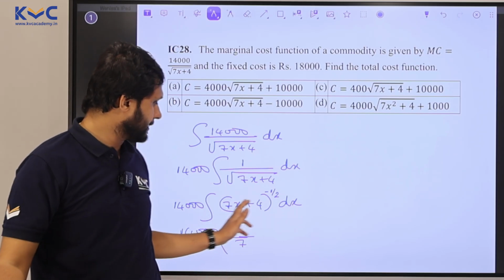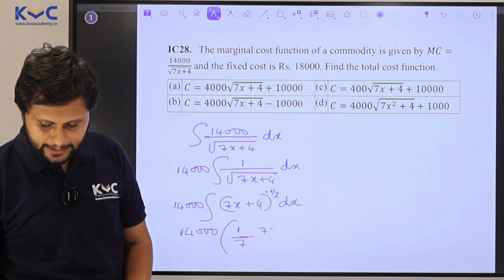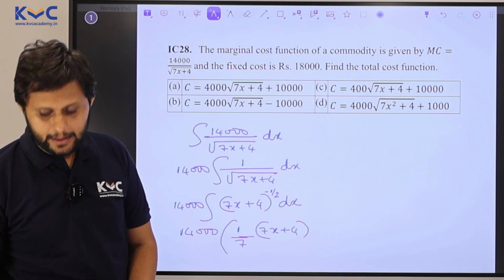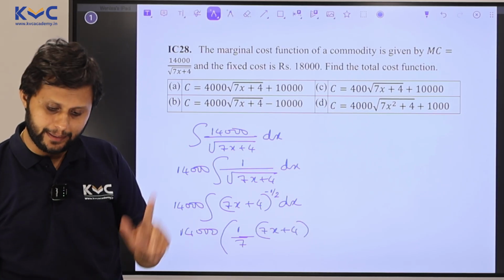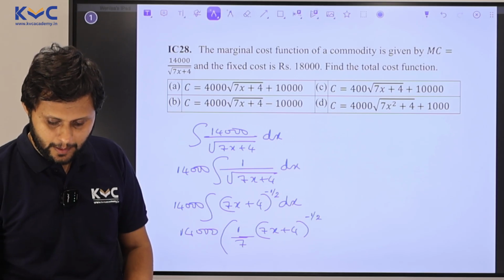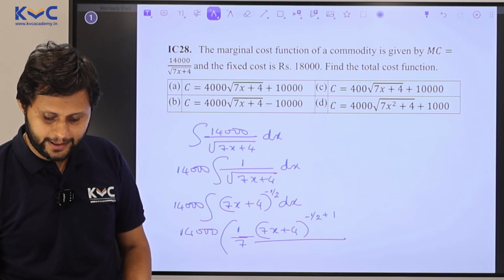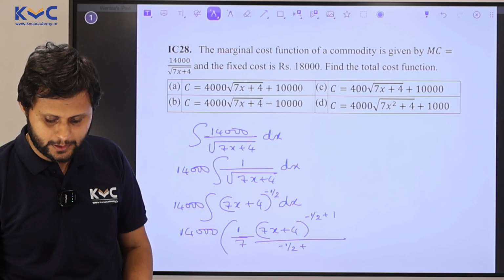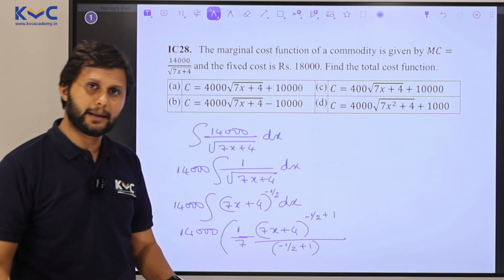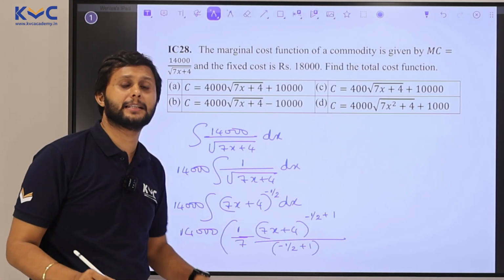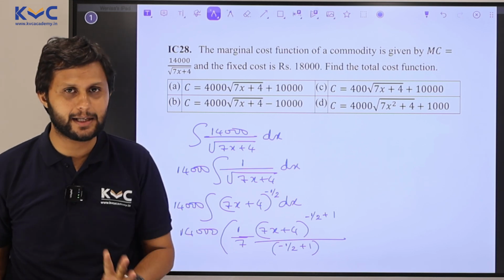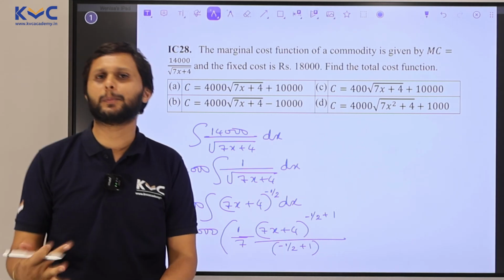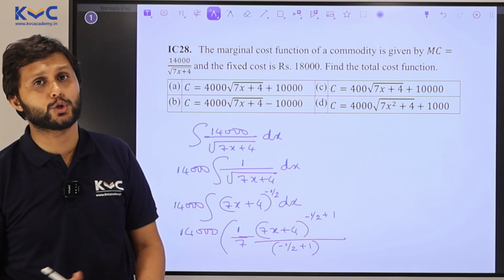We should just take this value, 7x plus 4 raised to the power minus 1 by 2 plus 1, divided by minus 1 by 2 plus 1. If you do not remember this, please go back to the video on integration. We have done multiple problems over there where I have used this shortcut.